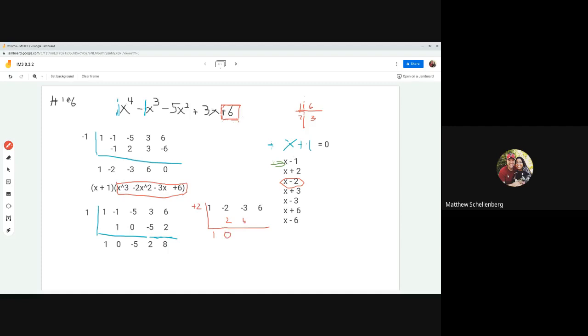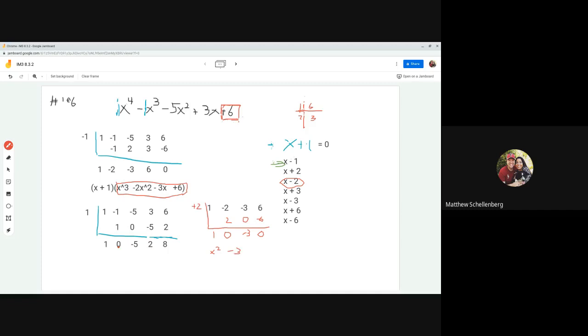0 times 2 is 0. I add them up. I get minus 3. I multiply by 2. I get minus 6. I add them up, and I get 0, which is a remainder of 0. That's great. So this right here is x squared plus 0x minus 3.